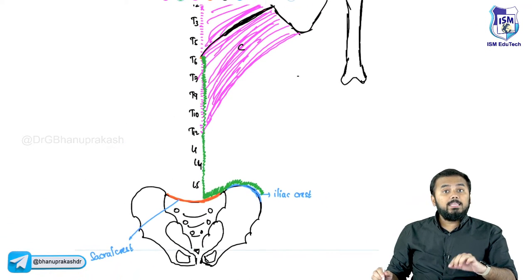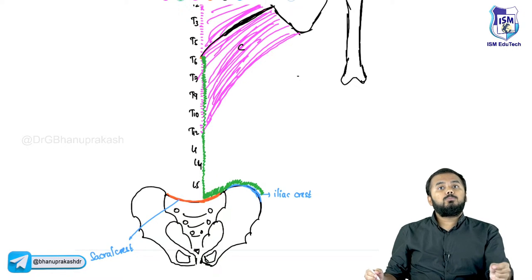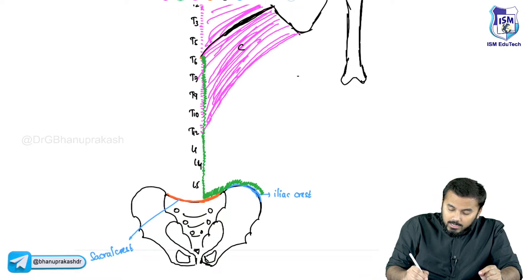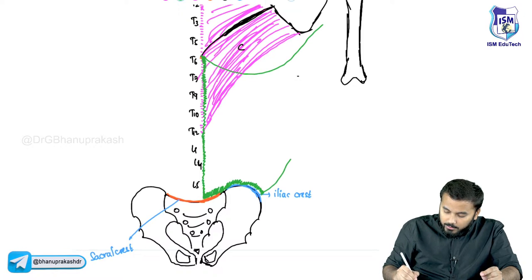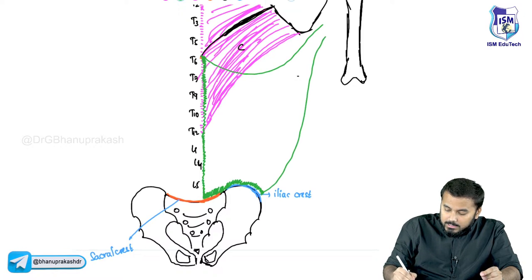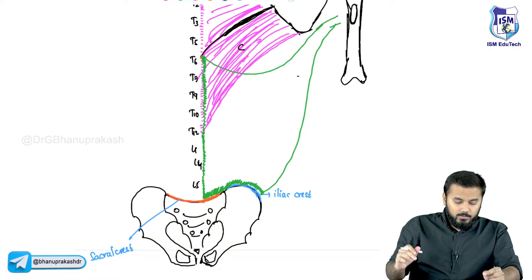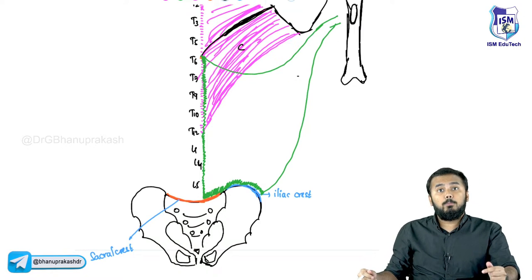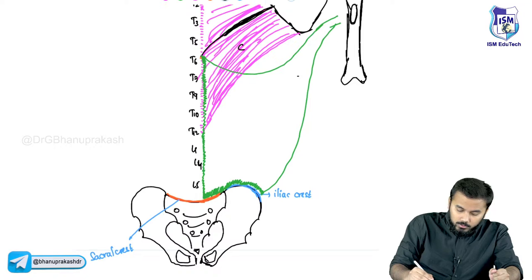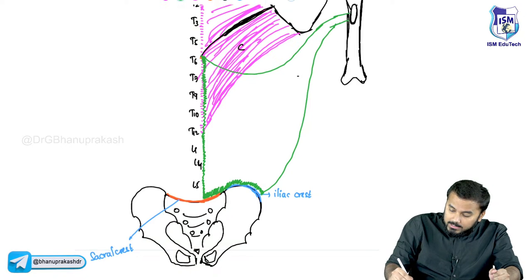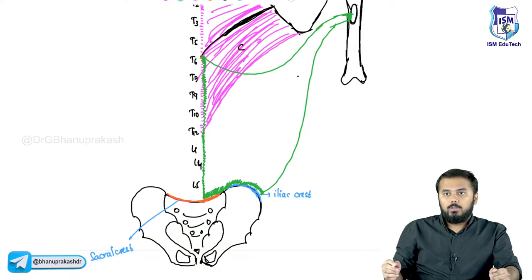Now, where is it going to insert? Where will this muscle insert? This muscle comes down all the way like this, and it inserts in the humerus. Here we have a small groove, okay? This groove is called the bicipital groove. This muscle inserts into the bicipital groove.